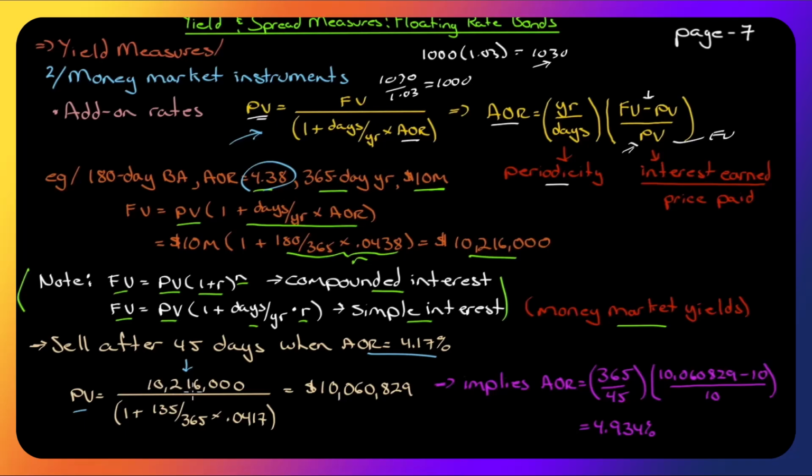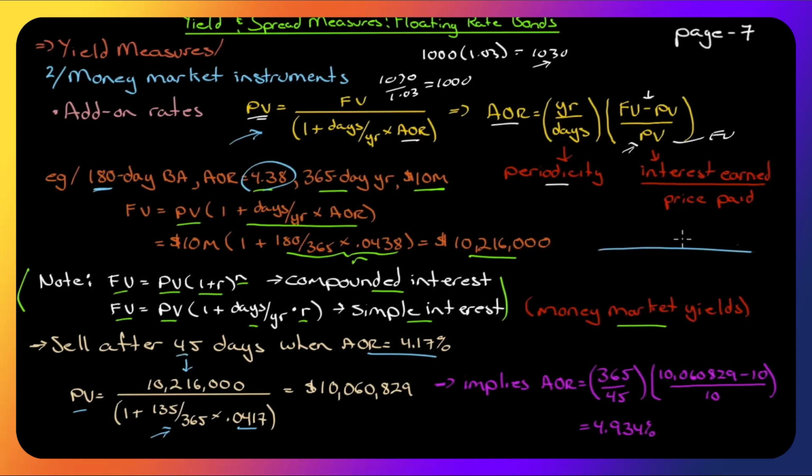worth? Well, we have to discount our future value by the new interest rate for that period of time. So the new interest rate is 4.17%, but it's only going to be for 135 of the 365 days. How do I know that? Well, it's a 180-day banker's acceptance. 45 days has passed, so there's only 135 days left.